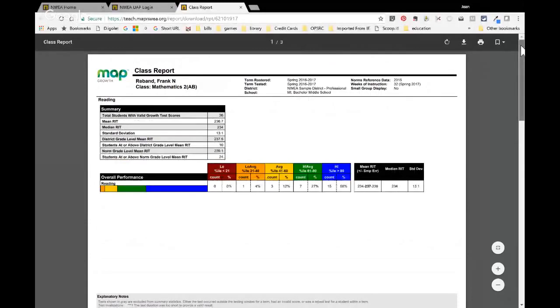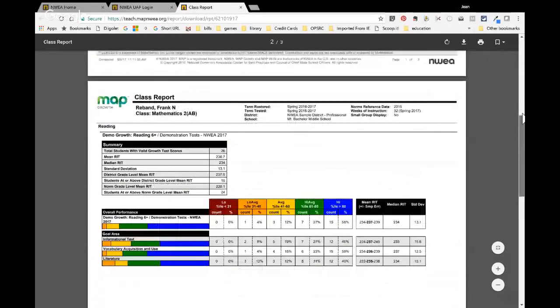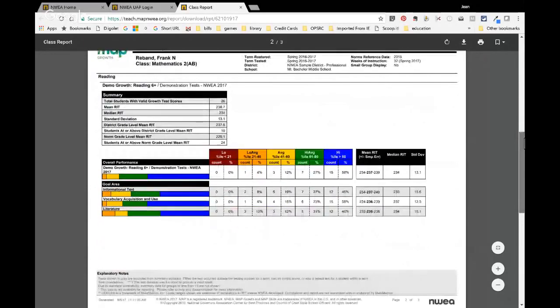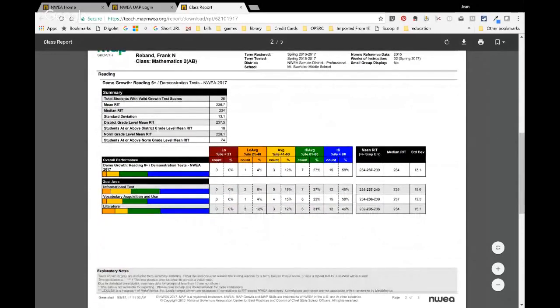We're going to be scrolling down now and going to the second page, which has some of the similar information, but a little bit more information on it. We're going to be concentrating on this central part of the page, the performance area. First part we're going to look at is the overall performance. It's this top line across the top.